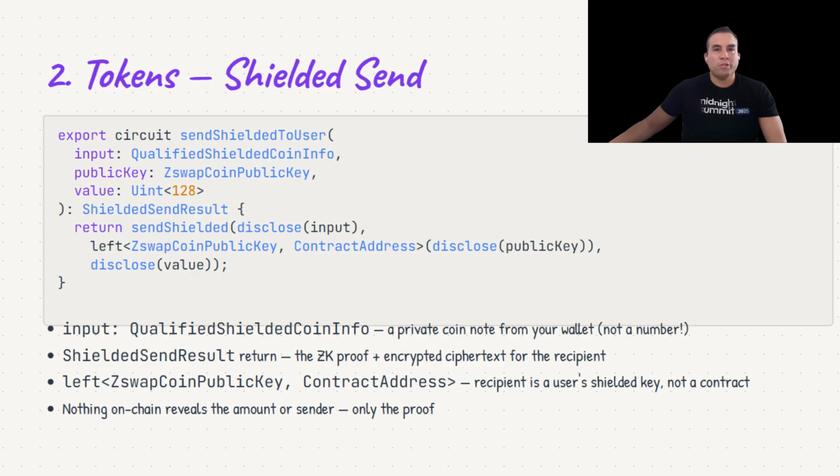The return type is ShieldedSendResult, and this is where the magic lives. That structure holds a zero-knowledge proof of the spend plus an encrypted ciphertext that the recipient's wallet will decrypt later. To anyone watching the blockchain, the only thing visible is that a shielded transfer happened. No amount, no sender, no recipient, just a valid proof. That's privacy-preserving cash, implemented in 60 lines of Compact.